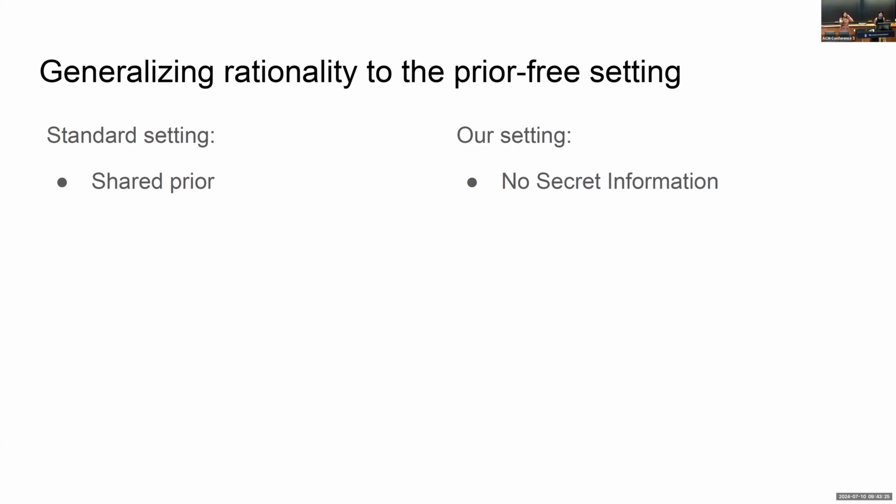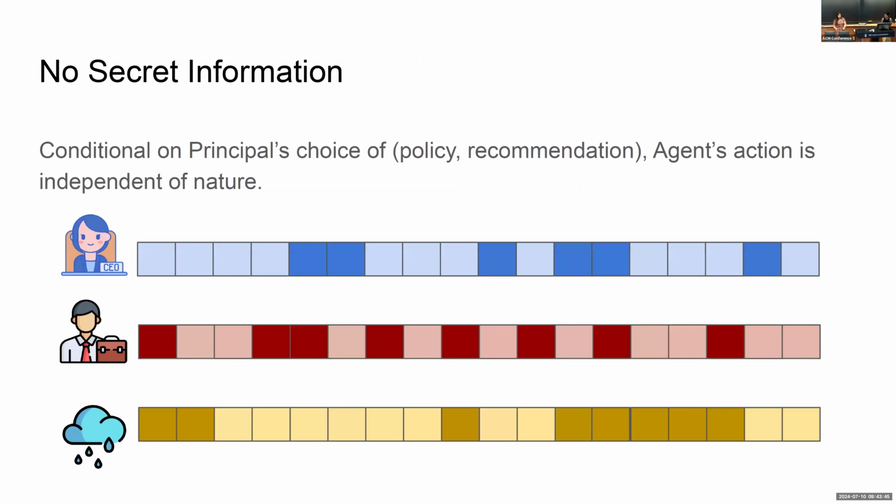So in the standard setting, we have a shared prior, right? And what does that mean? It means that they both kind of have the same amount of information, right? They both agree on this prior, but they also don't know anything more than the prior, right? So they know the prior, but they can't actually guess what the true draw will be, right? In our setting, we generalize this with an assumption that we call no secret information. Okay, so no secret information means that if we condition on the principal's choice of policy recommendation, right? The agent's action is independent of nature. So the agent doesn't have some extra secret information that the principal doesn't have, that they're using to exploit the situation, right? So we see here, like, okay, there's no pattern we're seeing here.